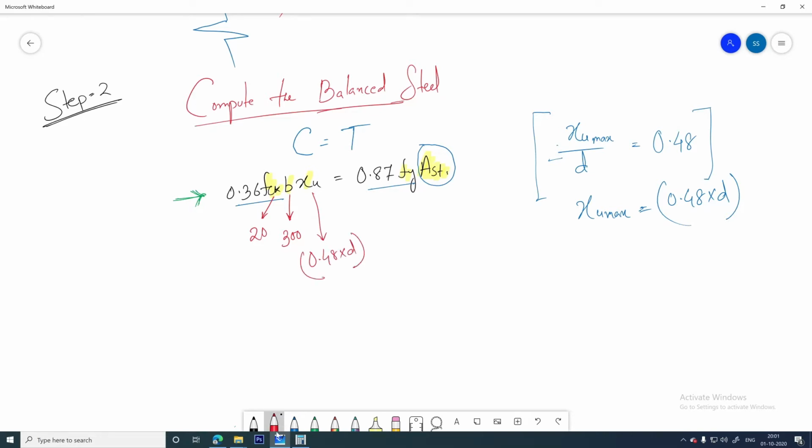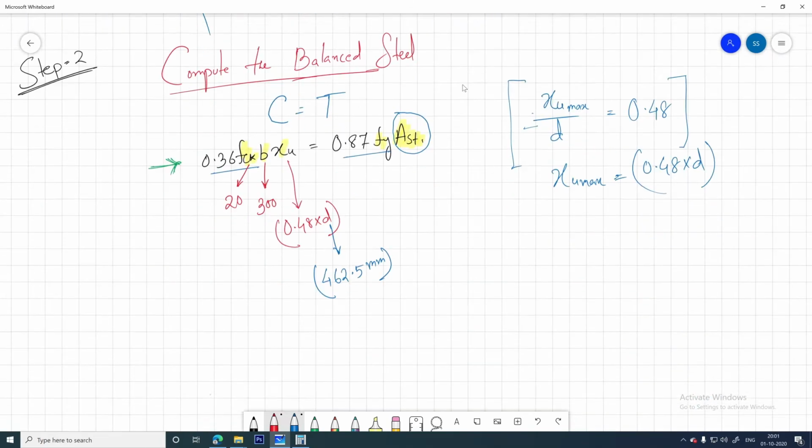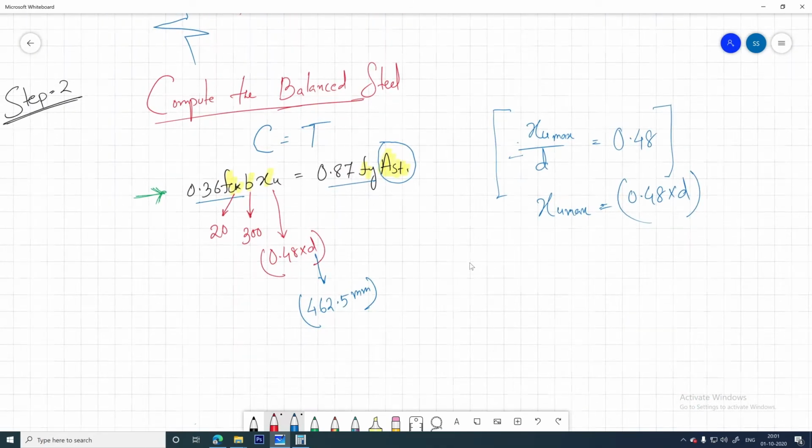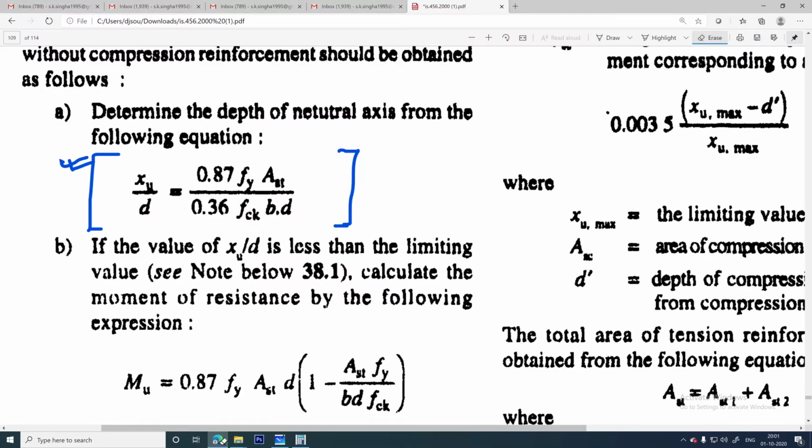Okay, and what is that d value? Previously we have determined the effective depth, that is 462.5 mm. Let us check the effective depth. Yes, 462.5. Now if you use the formula which is given in the code, you can directly put the value of xu max by d, that means this one, that is 0.48. Okay.